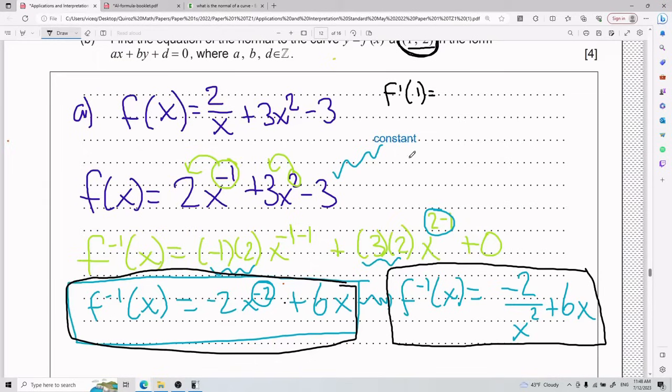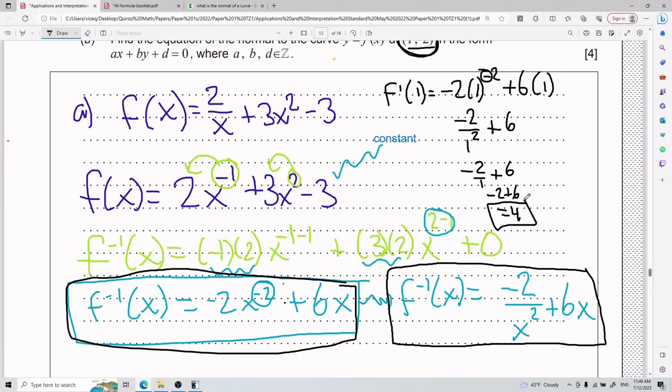We have -2 times 1 to the power of -2 plus 6 to the power of 1. So my first term is just going to be -2 divided by 1 squared. See, I'm applying the negative first. Plus simply 6. So what is 1 squared? Well, it is 1 times 1, which is just 1. So I end up with -2 over 1 plus 6, same as -2 plus 6, same as 4. So 4 is the gradient.